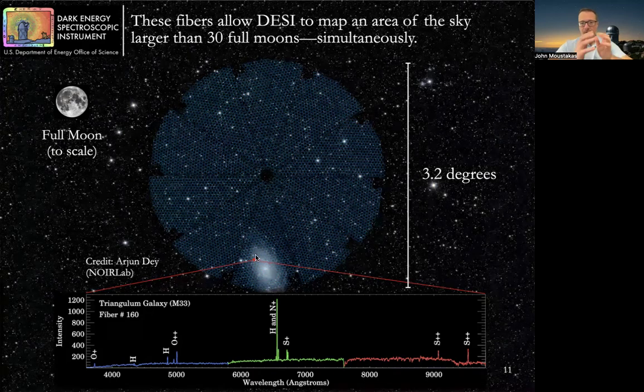And then each one of these fibers can disperse the light collected in that fiber in order to obtain a spectrum, like a prism. And that spectrum ranges from about 3,600 angstroms, or 360 nanometers, to almost a micron, or 9,800 angstroms. And of course, the spectrum contains detailed information about the object being observed, such as its chemical composition and velocity. But in terms of trying to understand the evolution of the universe, these spectra allow us to measure the redshift, or the three-dimensional position, the third dimension of a distant object. And then we can map out not only where it is in the sky, but how far away from us it is.